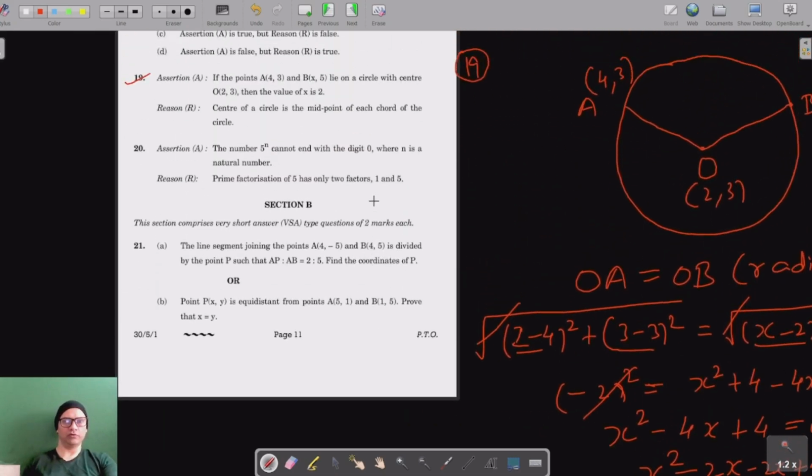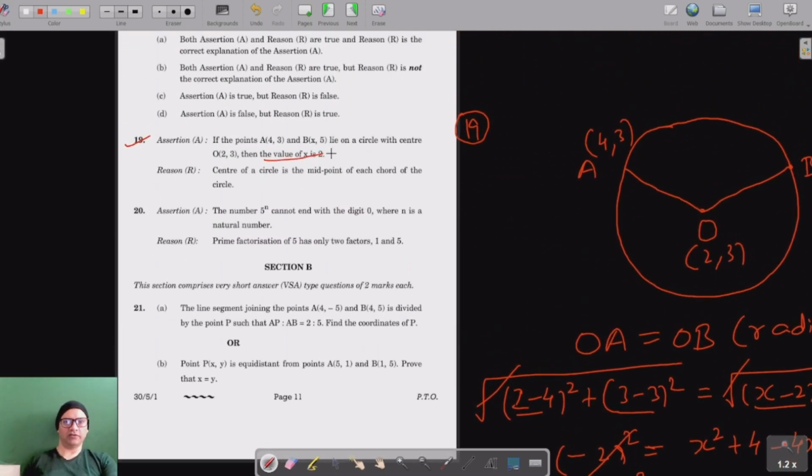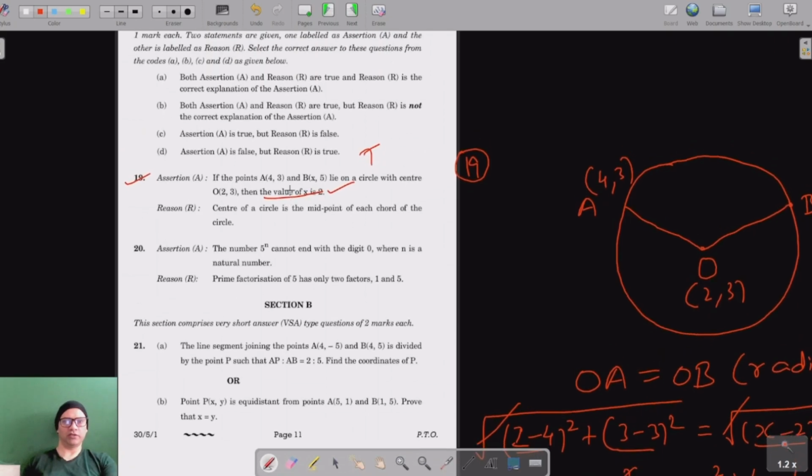So these are two equal roots. Now it says the value of x is 2, which is true. So the assertion is true.